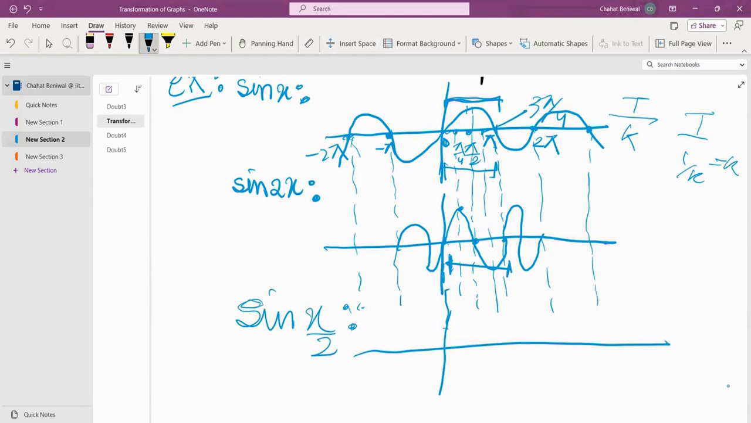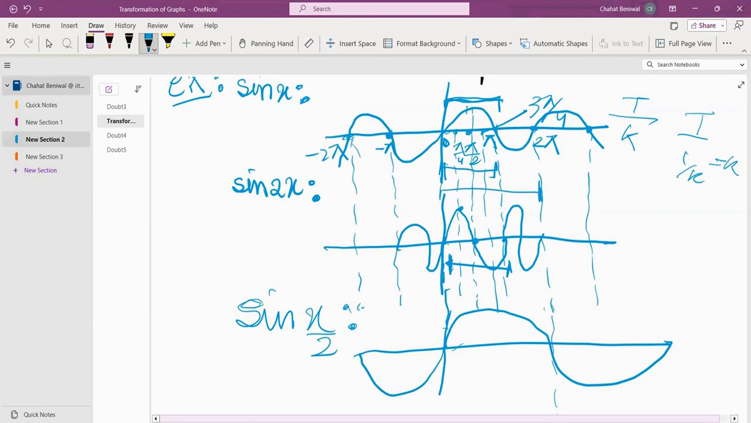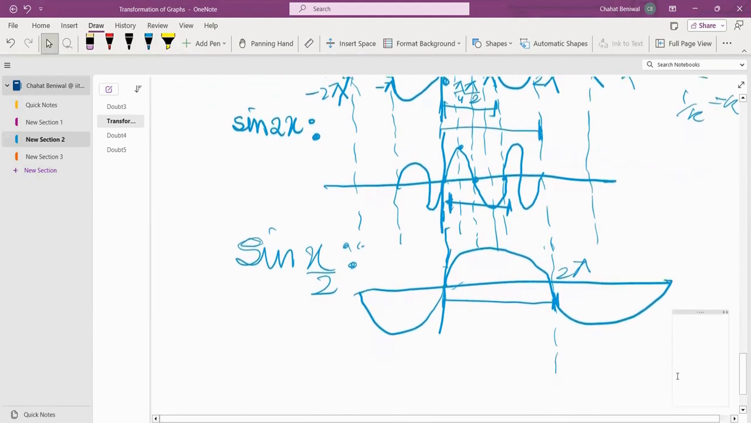I'm going to make the graph meanwhile. Where this graph was making one oscillation in 2 pi time period, since its time period has increased, it has become slow, so it is only going to make half oscillation. I hope you all have understood; this transformation is quite important. Let's move on to the next transformation.